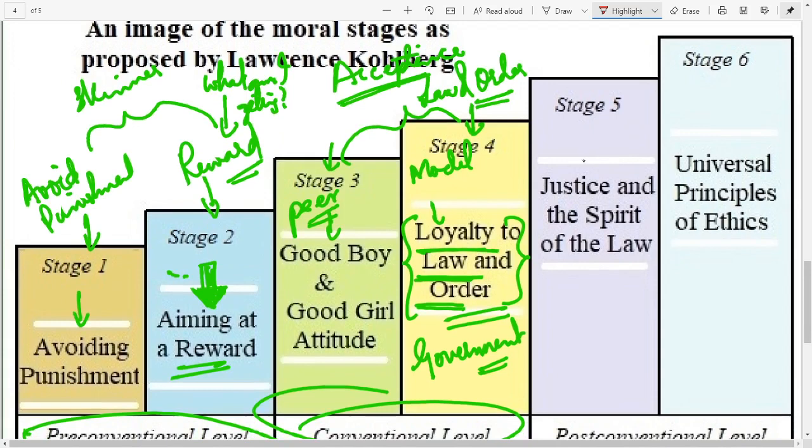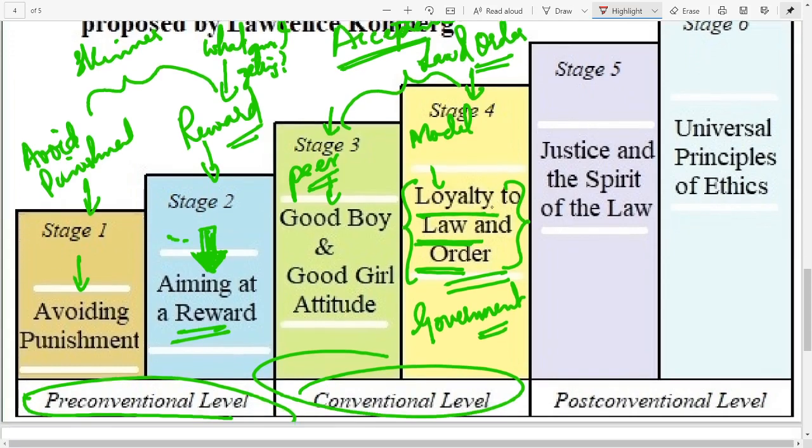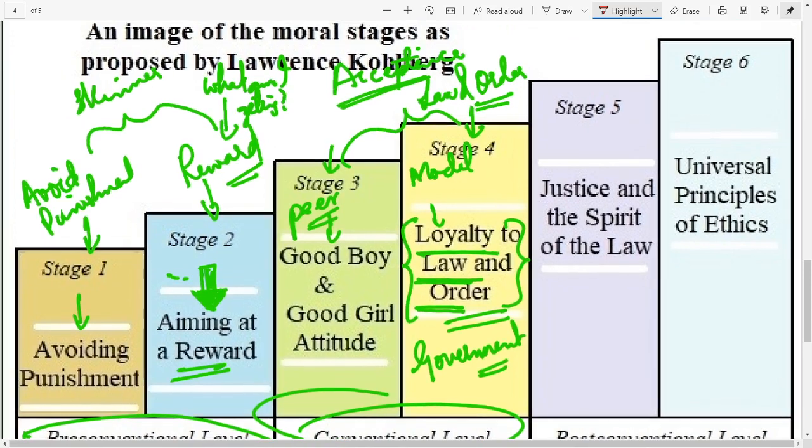So here your justice and rules and laws become your own rather than following whatever is given by the government. So the main shift between stage 4 and stage 5 is that in stage 4 there is absolute loyalty to law and order, whereas in stage 5 laws and orders are taken as a social contract. That means I can choose to follow it or I can choose to not follow it if I don't like it, right? We can say that something like a marriage would be a social contract.